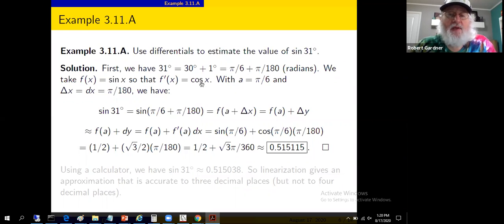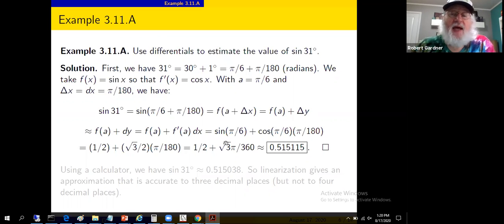That would be cosine of pi/6 times dx. dx was 1 degree, well, pi over 180, because I have to use radians. And there's what we get. And I know the sine of pi/6 and the cosine of pi/6 because they're special angles. So we're using special angles, nice values for the function we started with, the sine function, where I know precisely how to evaluate that function at those values. And then we're approximating nearby.